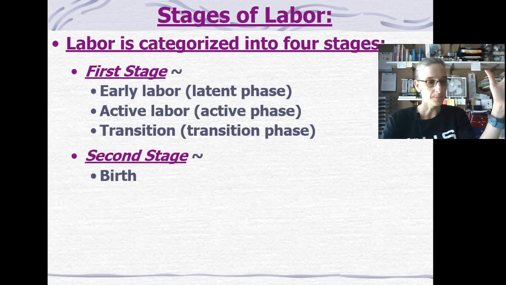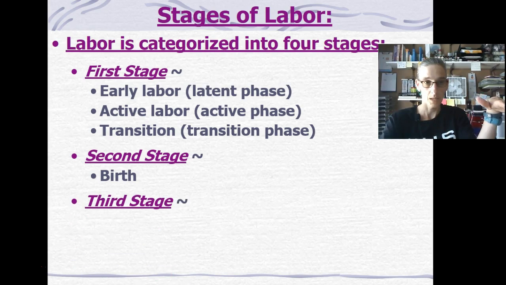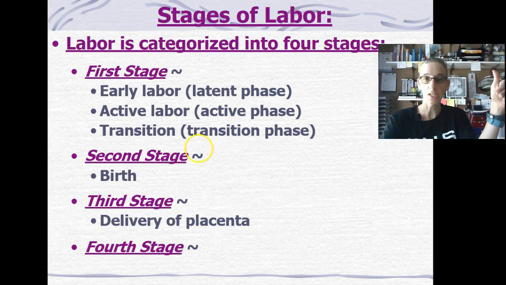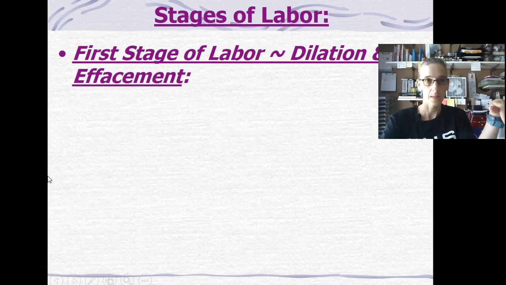Second stage of labor is birth of the fetus. Third stage, delivery of the placenta. Fourth stage, recovery. Okay? 4 stages of labor. First stage includes 3 sections: latent, active, transition. Second stage is birth. Third stage is delivery of the placenta. And fourth stage is recovery.